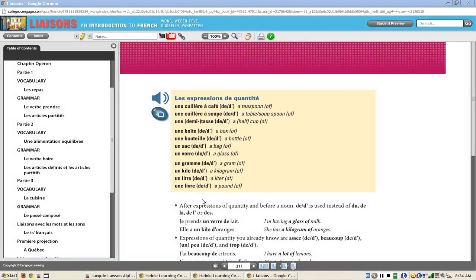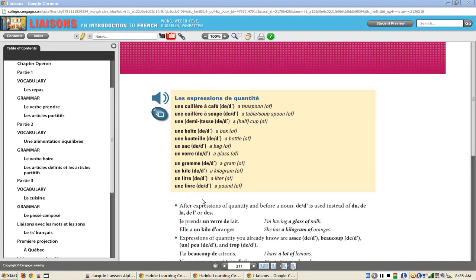Hello, in this video I'm looking at les expressions de quantité. It's a little bit of a kind of vocabulaire supplémentaire aside from vocabulaire 3, but for those who are excited to start cooking using French recipes, this will be very important.